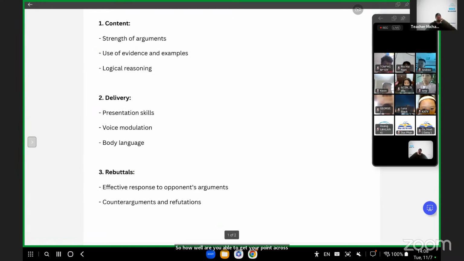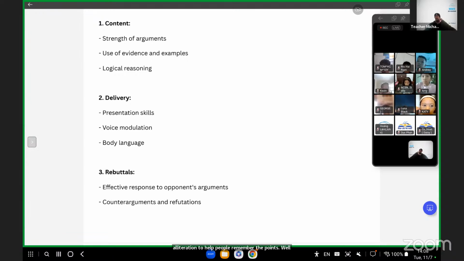Next, the judges will look for delivery. They'll look for things like presentation skills. That is, are you using any persuasive tactics in your arguments? Are you using things like rhetorical questions to get the audience to think? Are you using repetition and alliteration to help people remember the points?